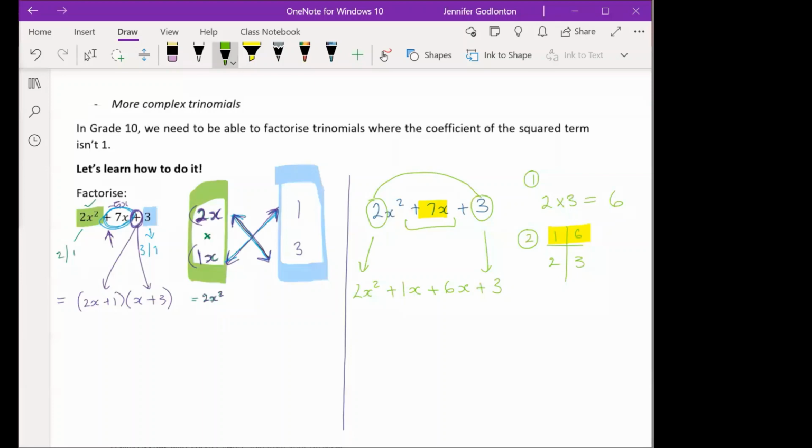Has anyone ever done this method before? Or is this seeming like magic in front of your eyes? Has anyone ever seen this? I'm worried I'm scaring people. Okay, good. Okay, good.